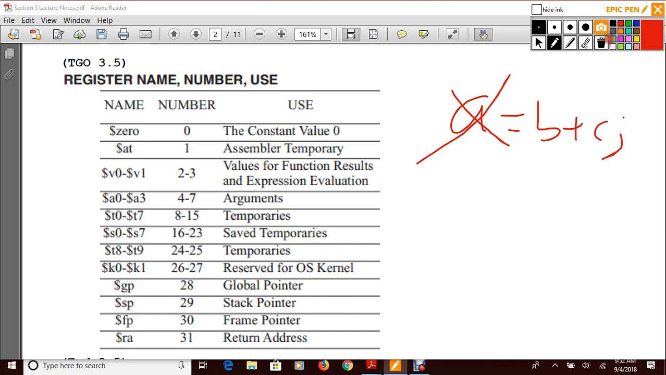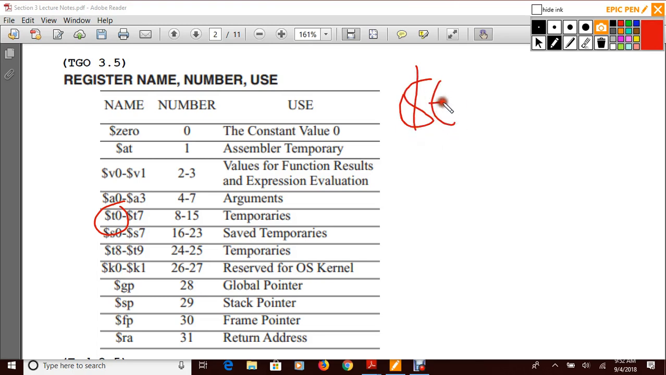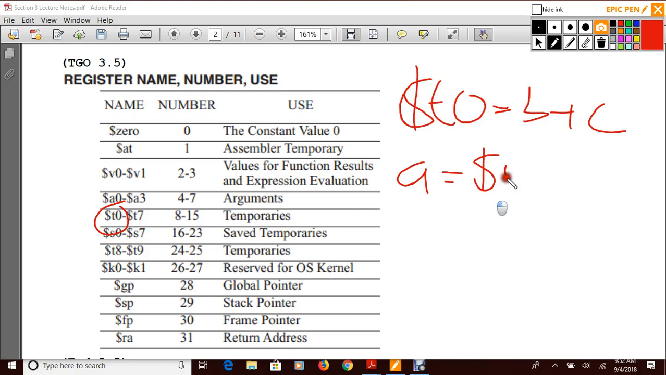Therefore, what we're actually going to do, let's say T0 is my temporary. What I would say is T0 is equal to B plus C, and then I would say A equals T0 plus D.